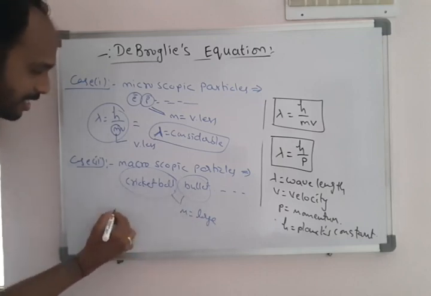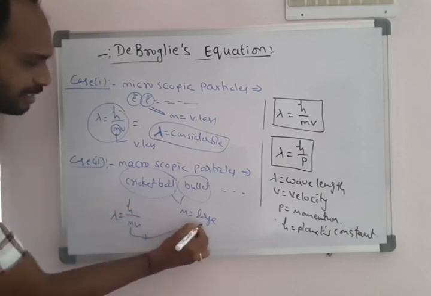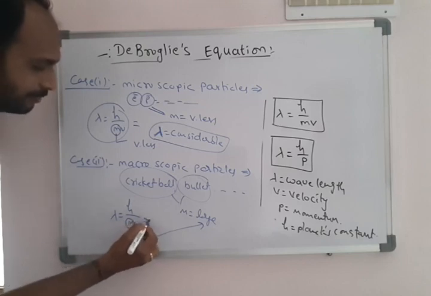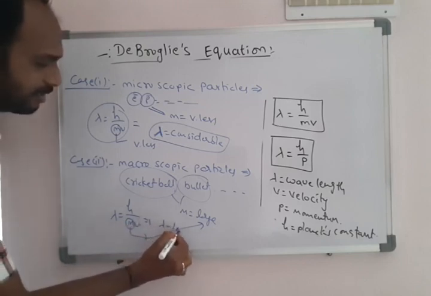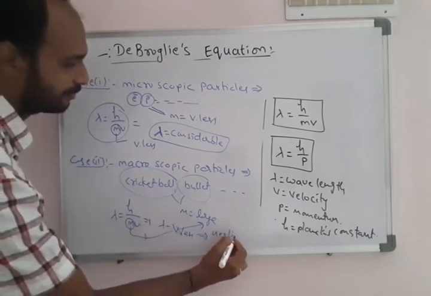Here, mass is large means that in lambda is equal to h by mv, the mass value is large. Mass large means in the denominator the value is very large. Therefore lambda will be very small. It is negligible.